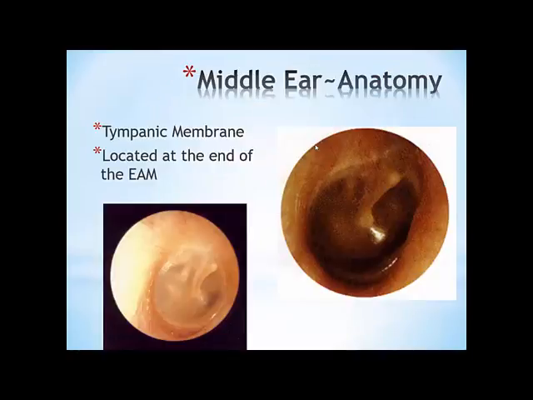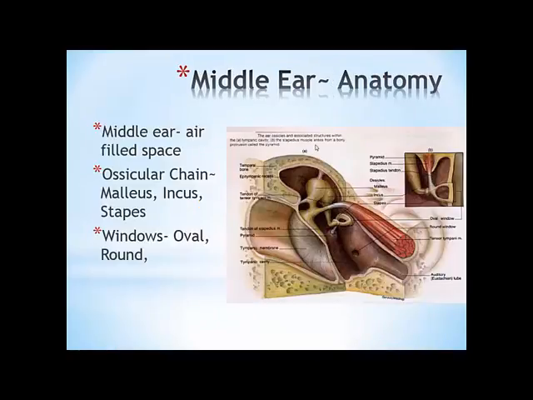The tympanic membrane, or TM, is at the end of the external auditory meatus. These are two pictures of fairly normal looking eardrums. This is what you might see when you look in somebody's ear. Additionally, the middle ear is filled with space, and then it has the ossicles and then the oval and round window, which both open into the cochlea.